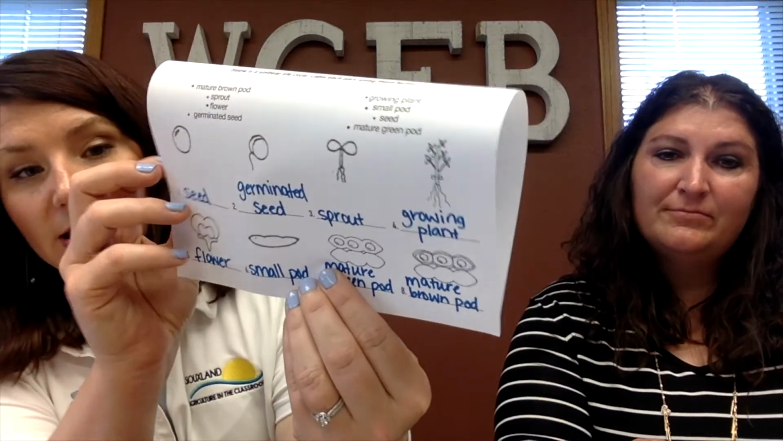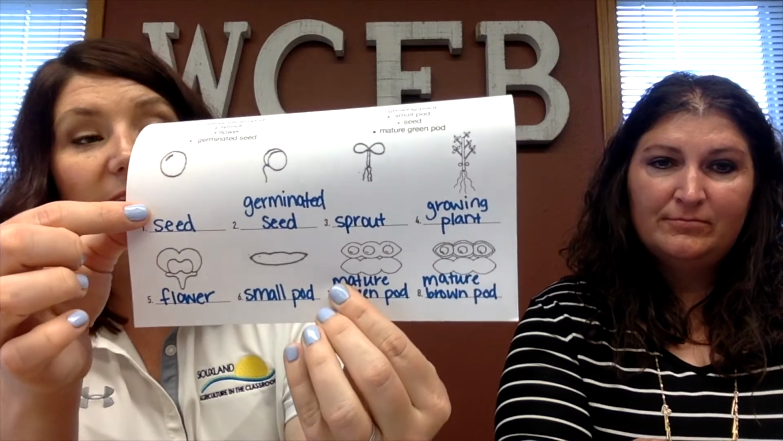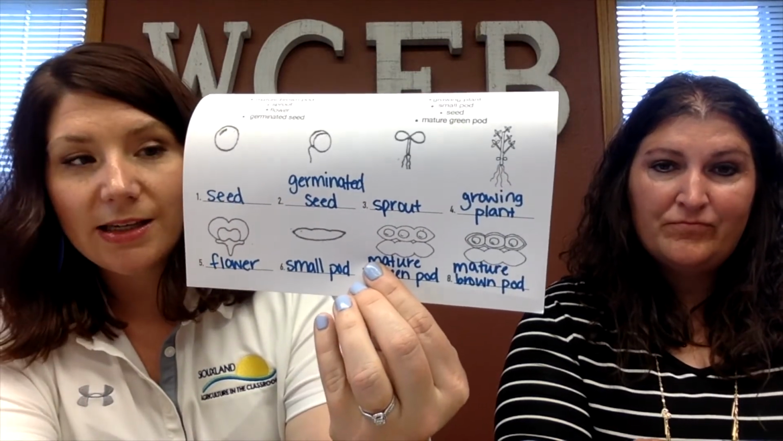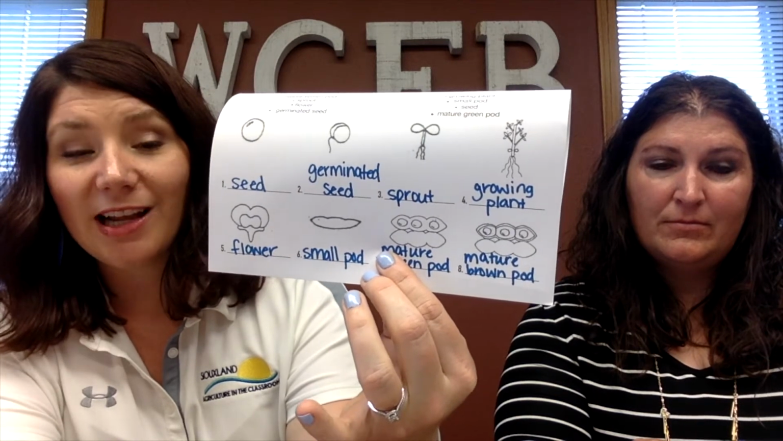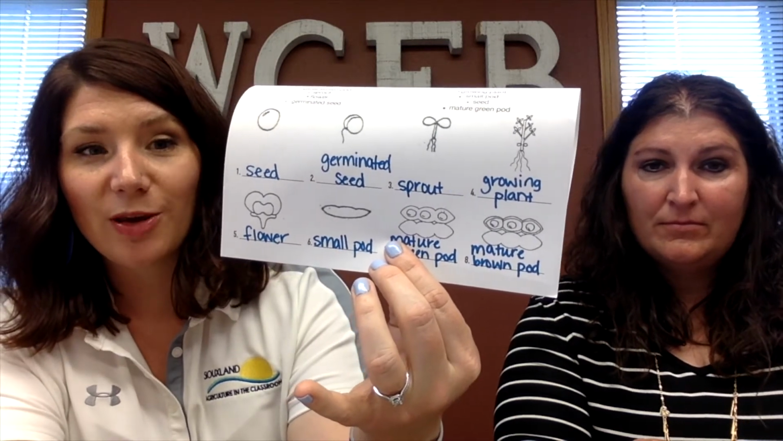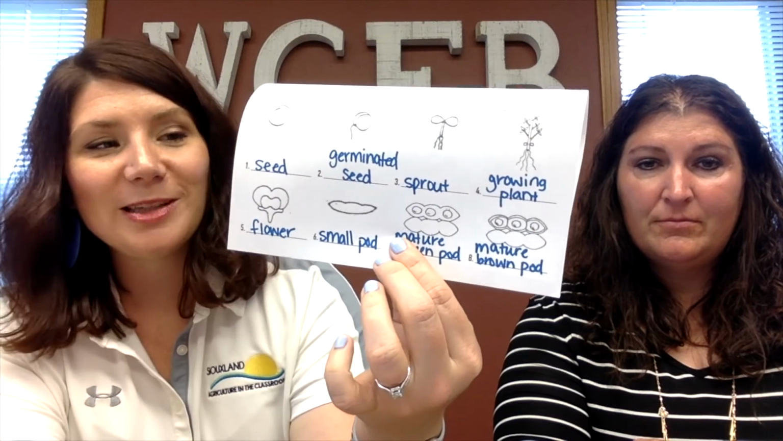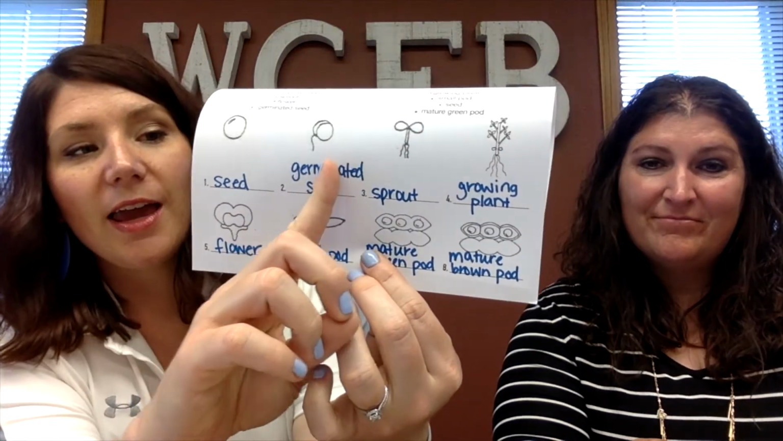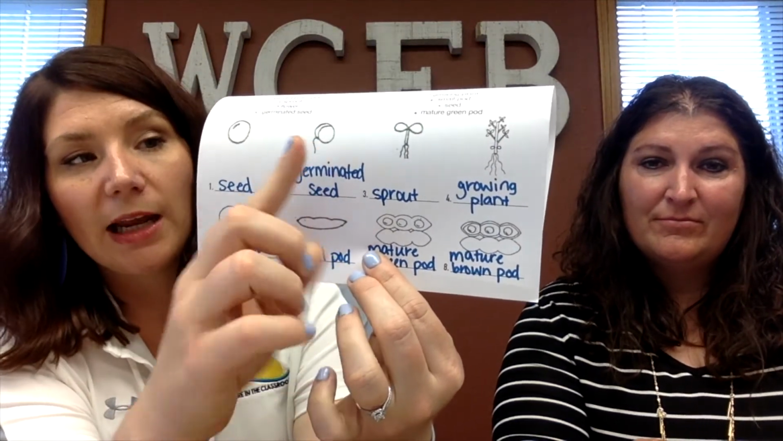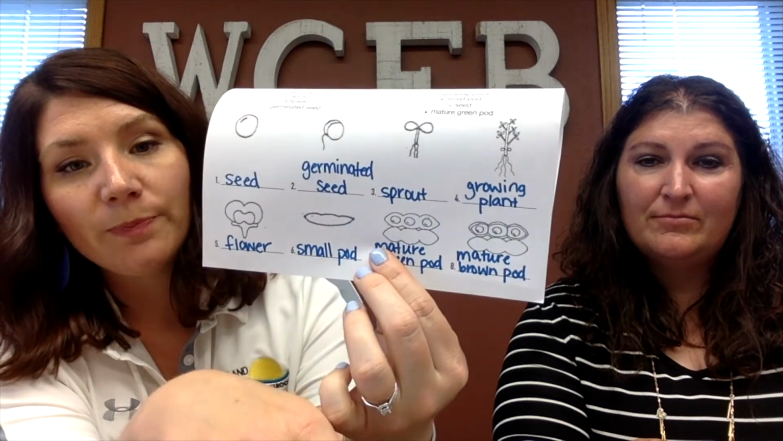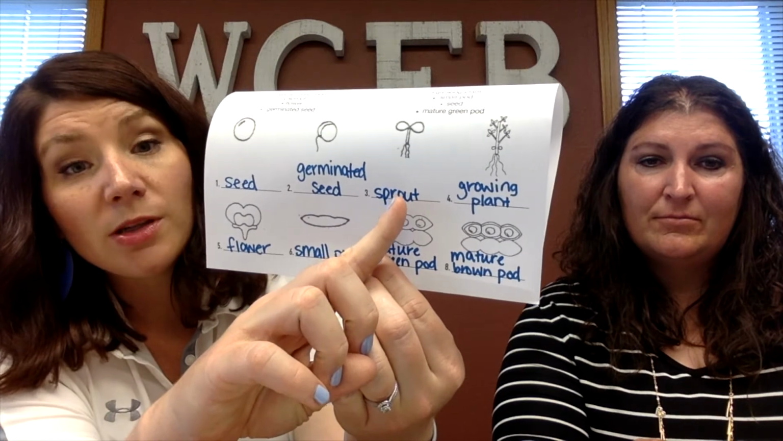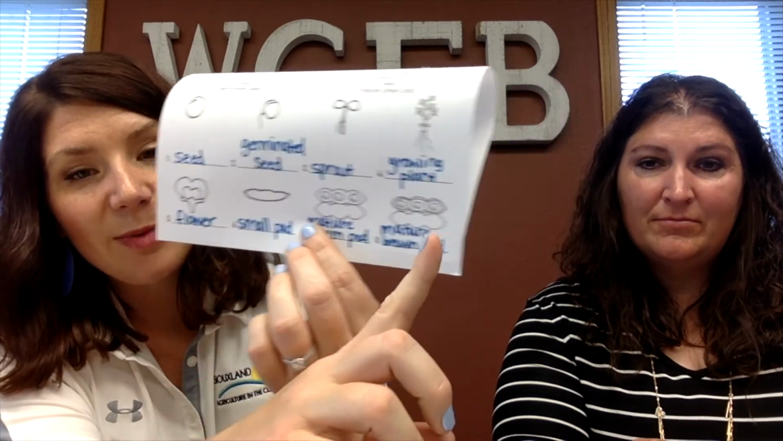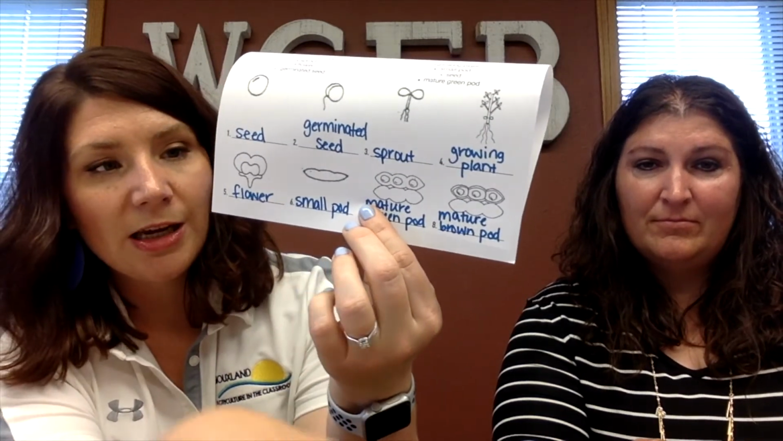So if we start, you know that we start by planting a seed. Once a seed has enough warmth and water, doesn't even have to be sunlight, that could be warmth from your pocket, okay? Once there's enough warmth and water, a seed germinates. This little tail is called a germ, and that's what will form roots. As it keeps growing, it will sprout. Then it becomes what we call a growing plant.